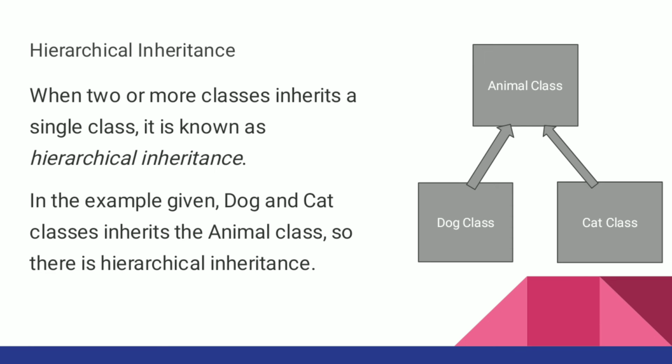Next is hierarchical inheritance. When two or more classes inherit a single class, it is known as hierarchical inheritance. In the example given, the dog and cat classes inherit the animal class. There is a hierarchical inheritance because dog and cat belong to the animal. That's why the dog class and cat class inherit the properties of the animal class.